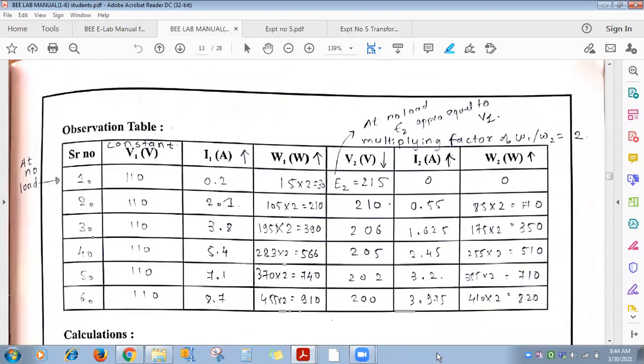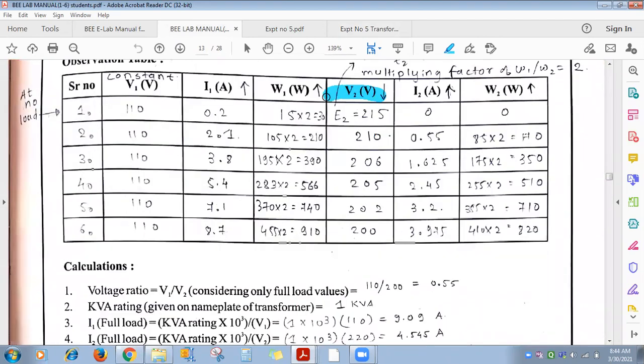Okay. If you observe the reading, you will find voltage across the load at no load is maximum. Here we got it as 215, and then as you go on increasing load on the transformer, this voltage decreases. What is expected at your home? Whenever you switch on every tube light and fan, what do we expect? Voltage across each tube light and fan should remain constant. Same. Constant.